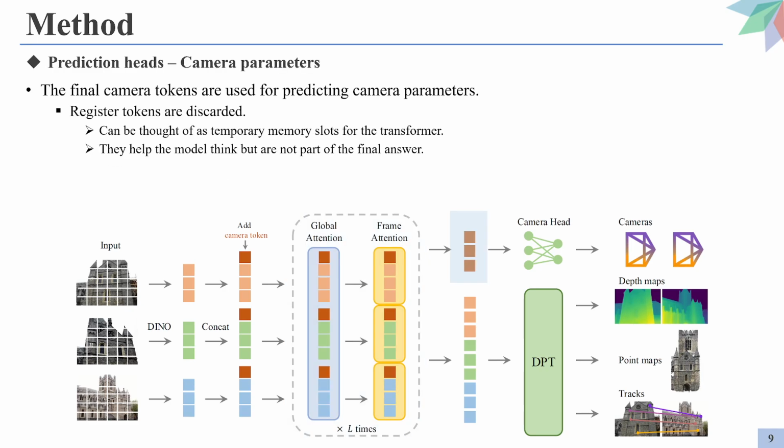After passing through the transformer, each frame's camera token is used to predict that frame's camera parameters. The register tokens are discarded at this point as they only act as temporary memory during processing.